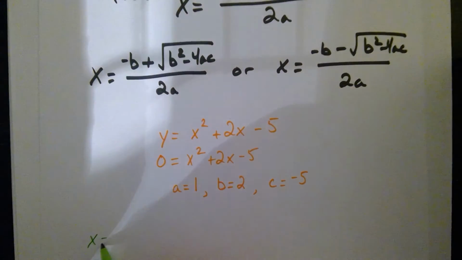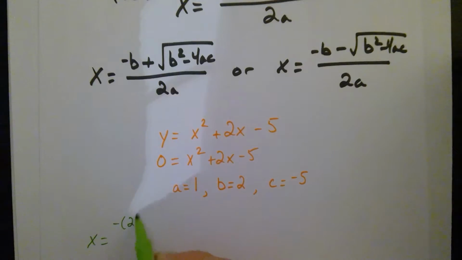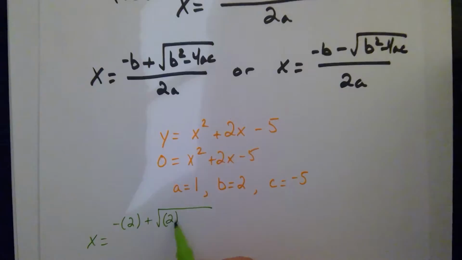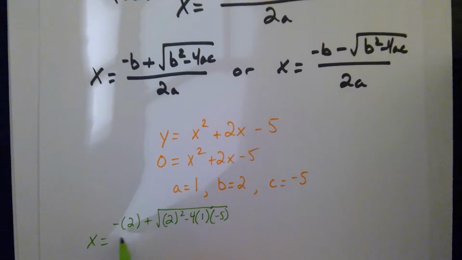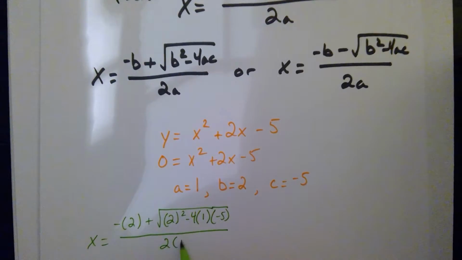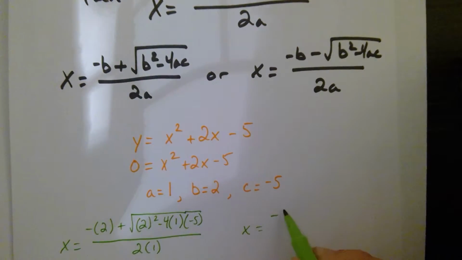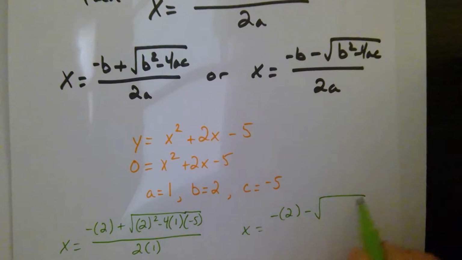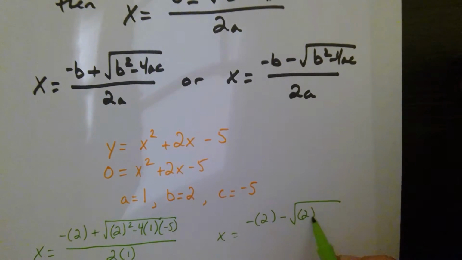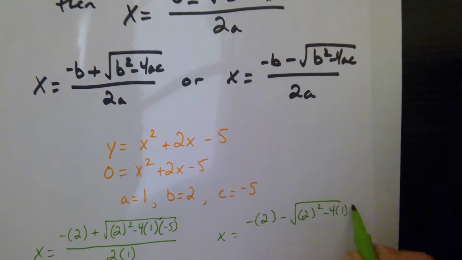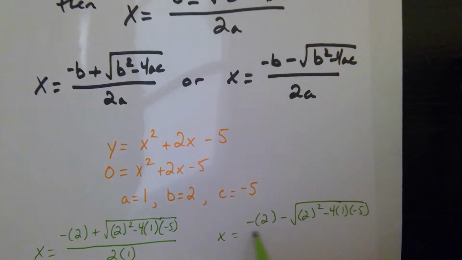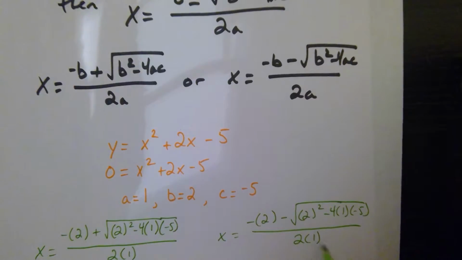Okay, so we have x equals negative b plus square root b squared minus 4 times a times c. Notice how everything is in parentheses. All over 2a. And then we have the other one. Negative 2 minus square root of 2 squared minus 4 times 1 times negative 5 all over 2 times 1.